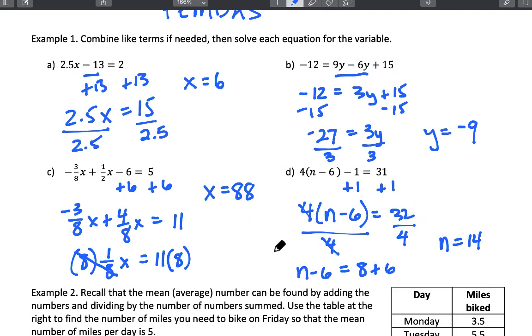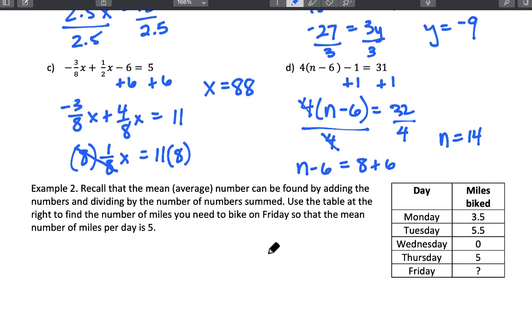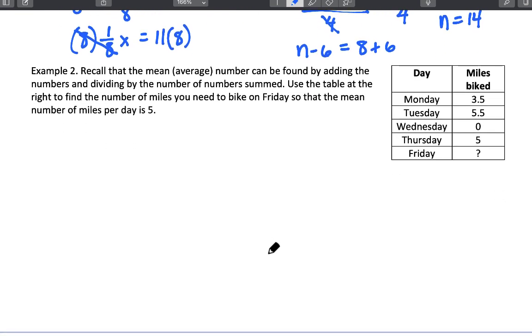All right, so that's a few examples of solving multi-step equations. Let's jump into a word problem here that deals with the mean or the average number. Recall that an average can be found by adding the numbers and dividing by the total number of numbers that you summed up. Use the table at the right to find the number of miles you need to bike on Friday so that the mean number of miles is 5. Remember, mean number of miles is the average number of miles.